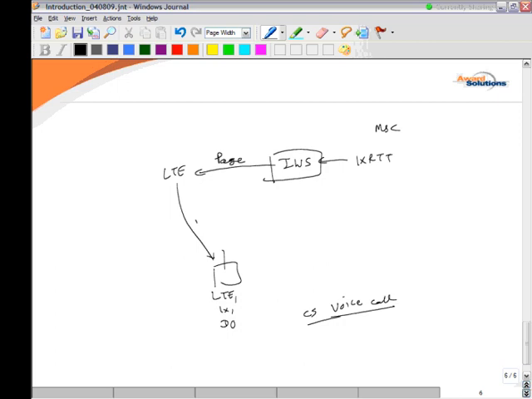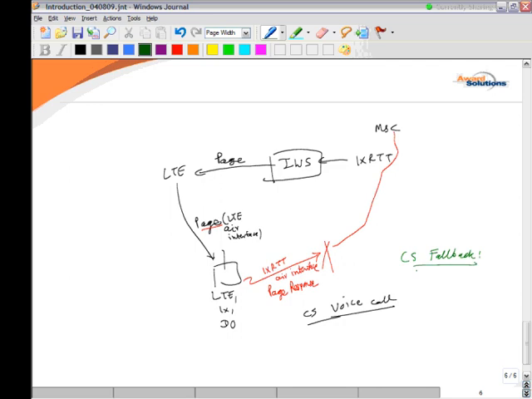Then we'll send a page message using the LTE interface. Now this UE gets the page message from the LTE interface, and then it will access the 1X air interface to respond to the page message. And then we'll set up a call with the MSC, etc. And once the call is over, we will come back to LTE. So this is called circuit switch fallback, CS fallback.